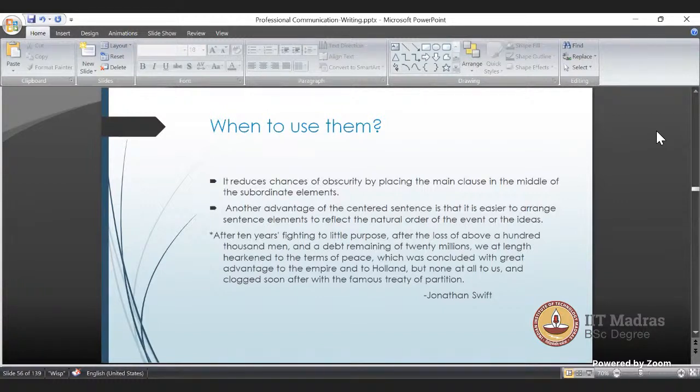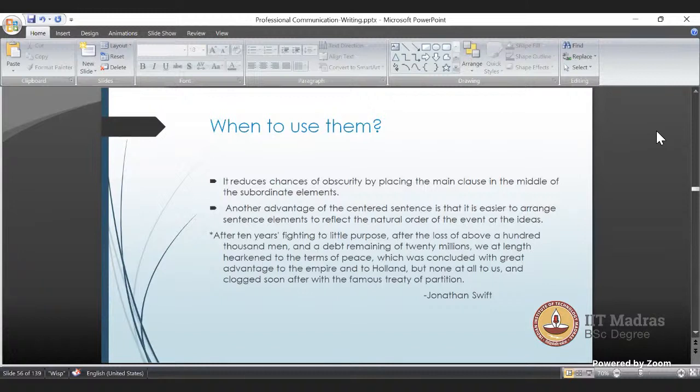Okay, so we are told that the main clause is in the middle of all of this. So which one is the main clause? That's for you to check. You know how a main clause looks by now. It should have a subject, it should have a verb, and it should be a complete sentence on its own, right? It should give you the complete meaning. So check for the part which has that. We at length hearkened to the terms of. Correct, right? That particular part becomes your main clause, and everything else is arranged around it.